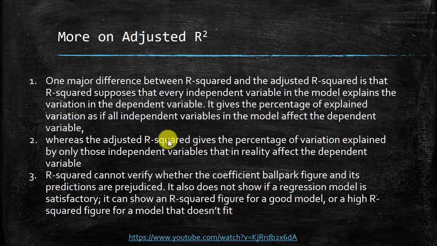Adjusted R squared: one major difference between R squared and adjusted R squared is that R squared supposes that every independent variable in the model explains the variation in the dependent variable. It gives the percentage of explained variance as if all independent variables in the model affect the dependent variable, whereas the adjusted R squared gives the percentage of variation explained by only those independent variables that in reality affect the dependent variable. So again, it's a correction. R squared cannot verify whether the coefficient estimates and predictions are biased. It also does not show if the regression model is satisfactory. It can show a low R squared for a good model or a high R squared for a bad one.